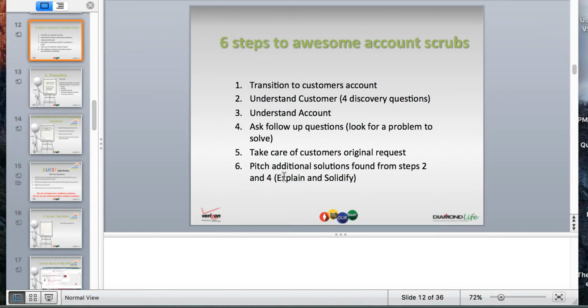So again, we're going to pitch solutions based on what we understood from the customer and what problems we have been able to find out about and potentially solve with our products or services.